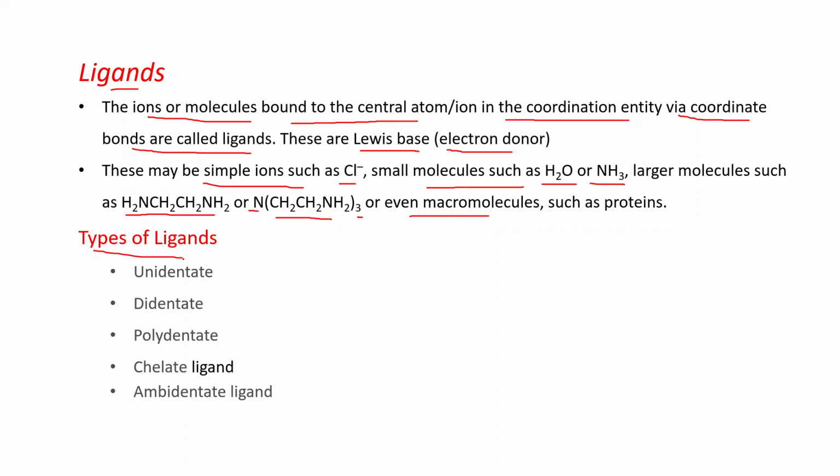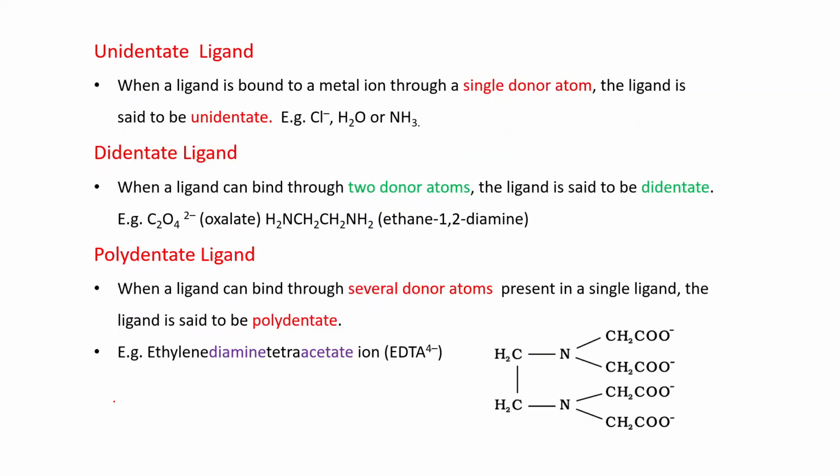Types of ligands. Ligands can be classified as unidentate ligand, didentate ligand, polydentate ligand, chelate ligand, and ambidentate ligand. We will discuss one by one. First come to the unidentate ligand. When a ligand is bound to a metal ion through a single donor atom, the ligand is said to be unidentate. For example, this is Cl-.